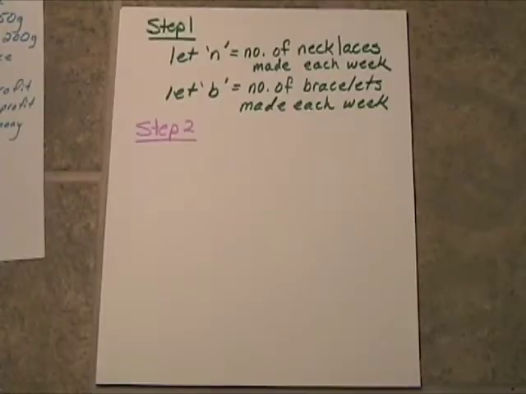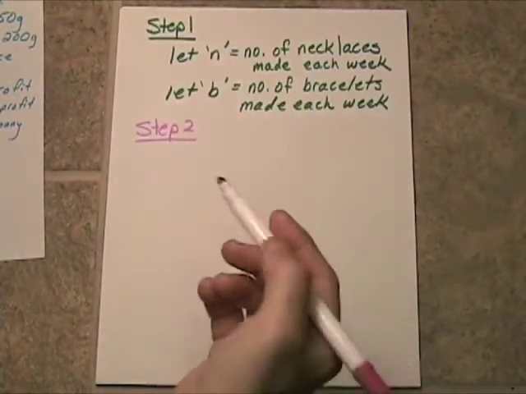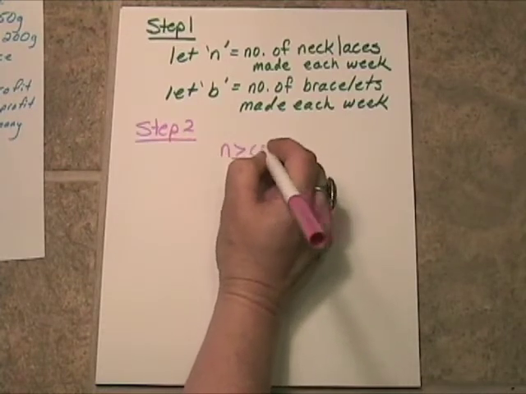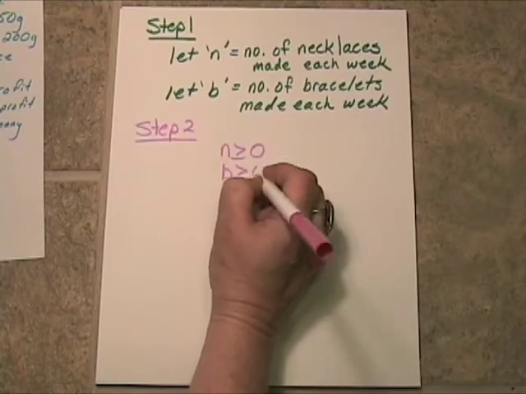Step 2, identify your constraints. What do we know about N and B? They can't be negative. So N has got to be greater than or equal to 0, and B has got to be greater than or equal to 0.